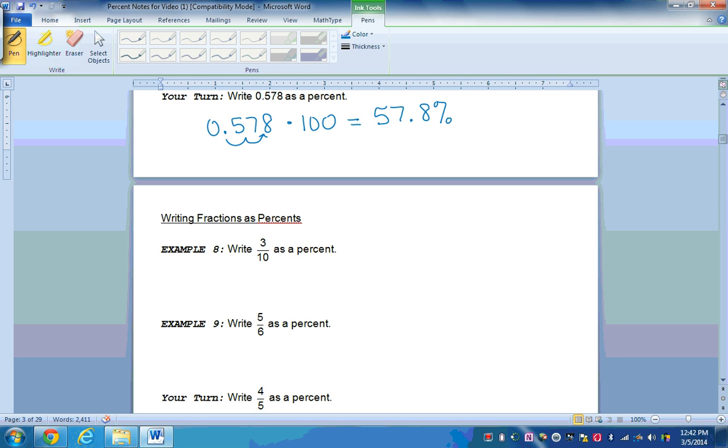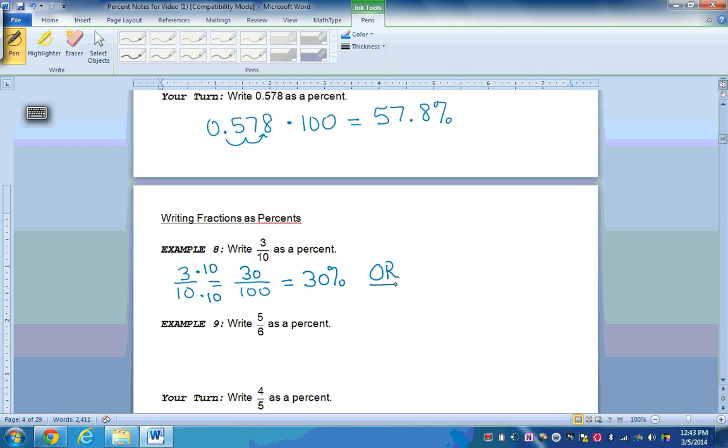Now, we're going to start with a fraction, and we're going to change it into a percent. With this first example, example 8, there's 2 ways that you can go about doing that. When your denominator is a factor of 100, we can go ahead and make a new fraction out of 100. So can I multiply 10 by something to get 100? Yeah, I can multiply it by 10. That means I'll multiply my numerator by 10. I get 30. 30 out of 100 is the same as 30%.